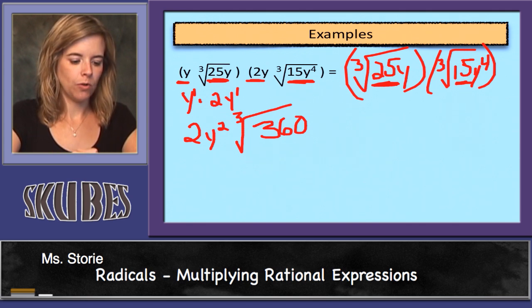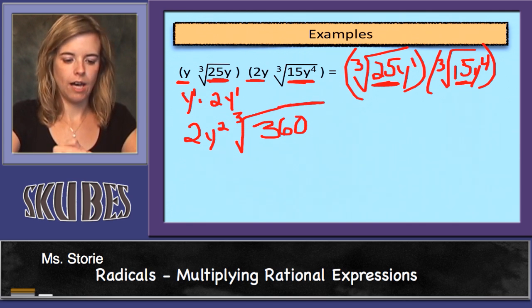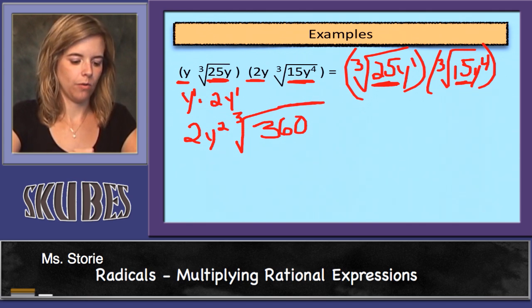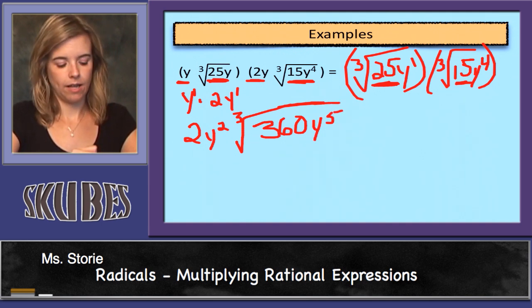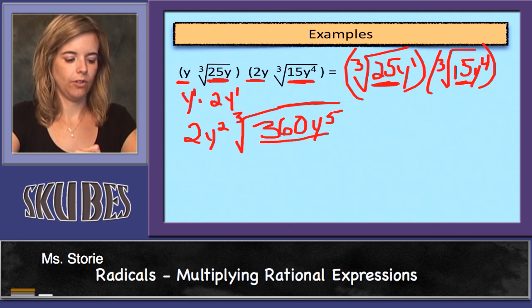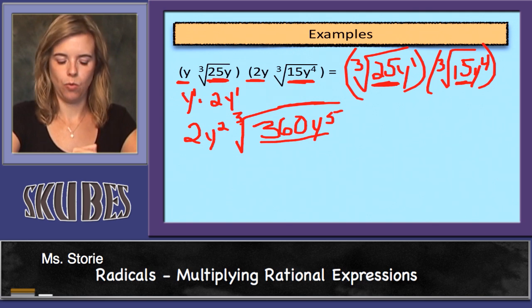360, and we're multiplying exponents, which is a lie. We're actually adding them, so we're taking 1 and 4, which is 5, y to the 5th. All right, we're not done yet because this is not fully simplified if we're trying to find a cube root.